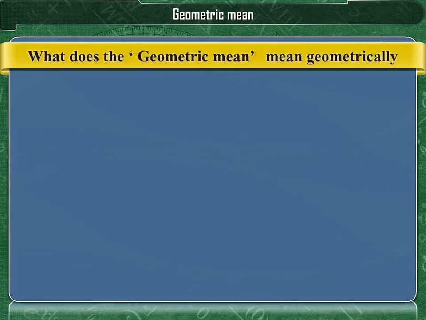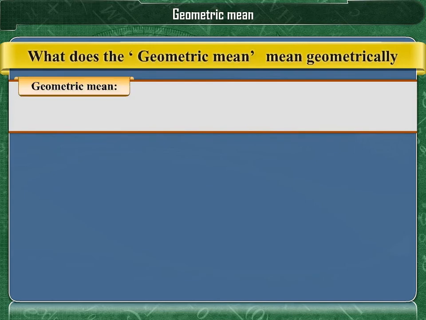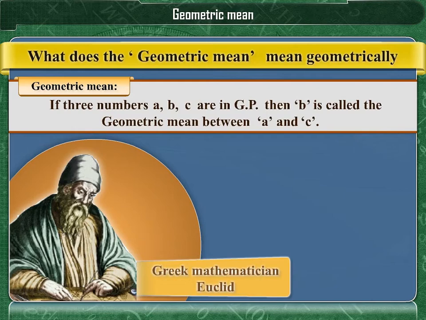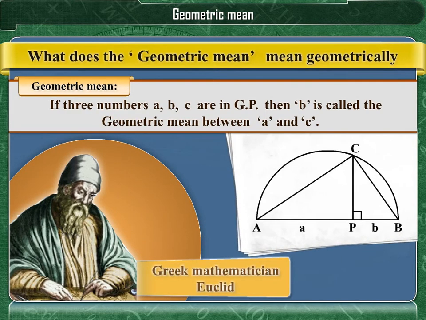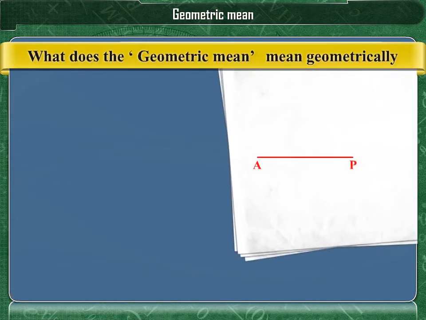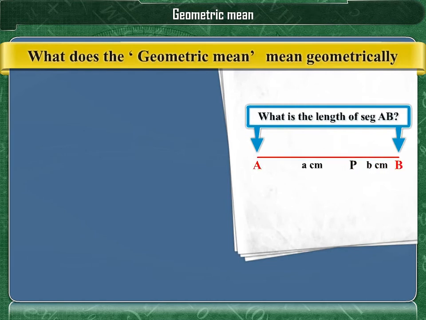Meaning of geometric mean. Geometric mean was proved by a well-known Greek mathematician Euclid with the help of a geometrical construction. We will now learn the geometric mean of A and B with the help of a geometrical construction. Consider a line segment AP of length A centimeter and a line segment PB of length B centimeter as shown in the figure. What is the length of segment AB?